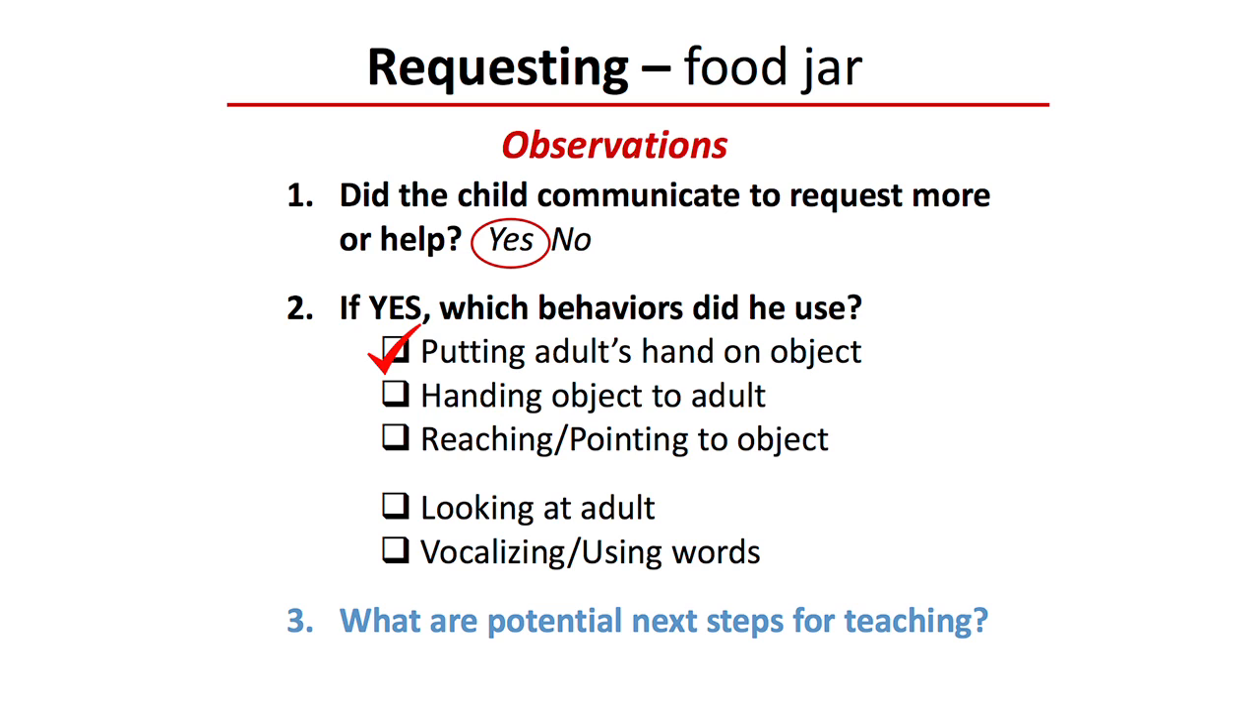So, this is what we've got. One thing we could do is, we know he's already putting the adult's hand, so can we get him to look at the adult during that? It's not a clear message unless you can really convey it.